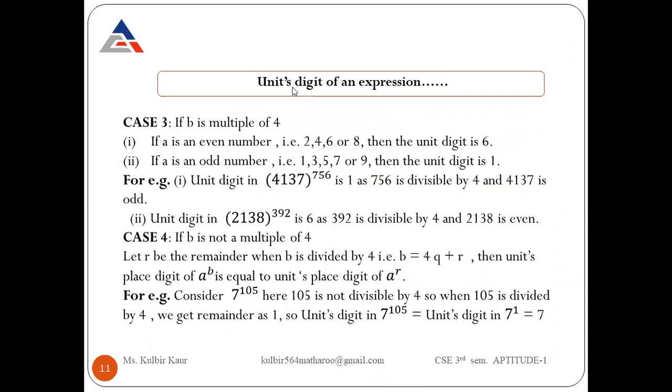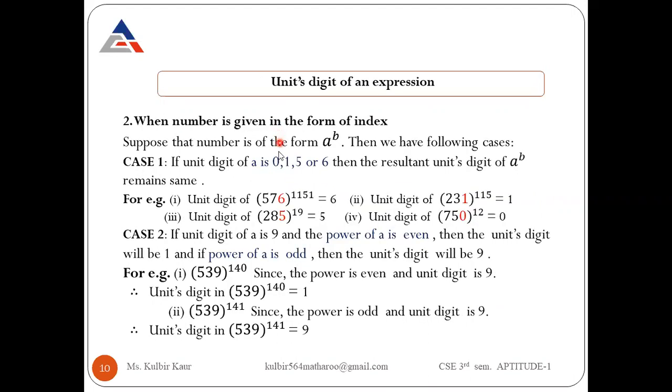Now let us move to the next slide. The next one is case number 3: B is a multiple of 4. Now what is B? B is the number in the power. Now what is the third type? First of all, we shall check the power.